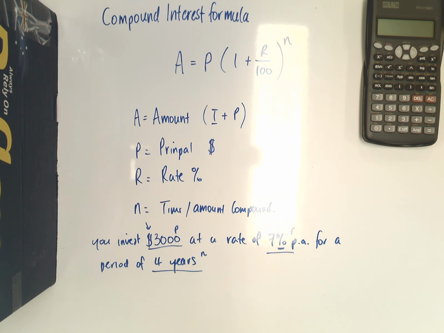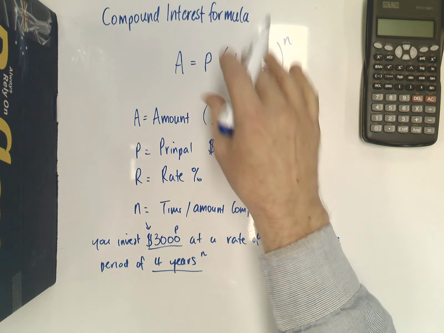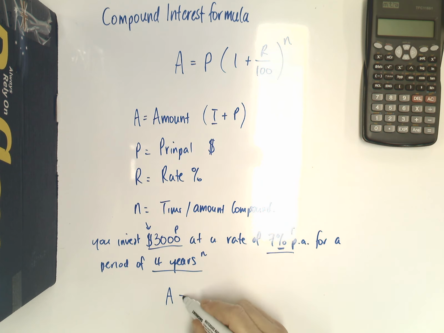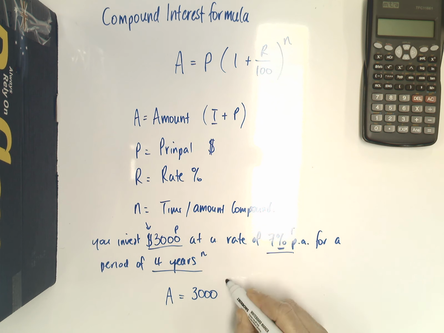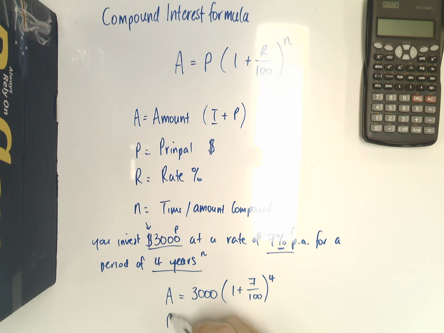So, I've got my calculator here that I can work out, but first I've probably got to put everything into this particular formula. So, I'm going to go A is equal to P, which is 3,000, bracket 1 plus 7 over 100, raised to the power of 4. So, okay, I've done the decoding part. So what I'm really going to have to do now is put these particular values into my calculator.